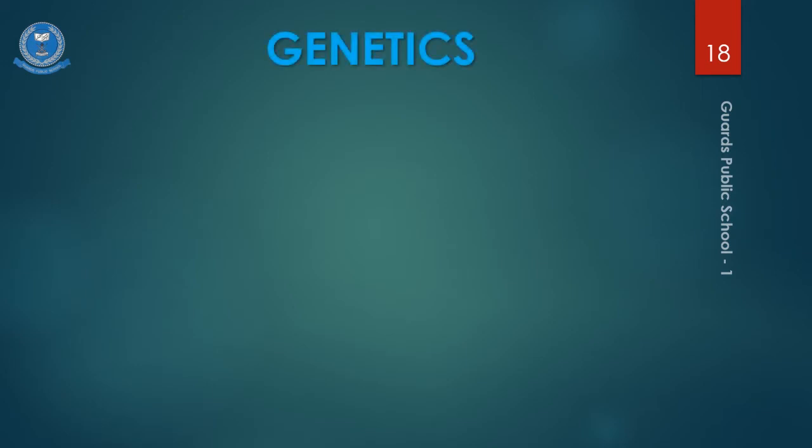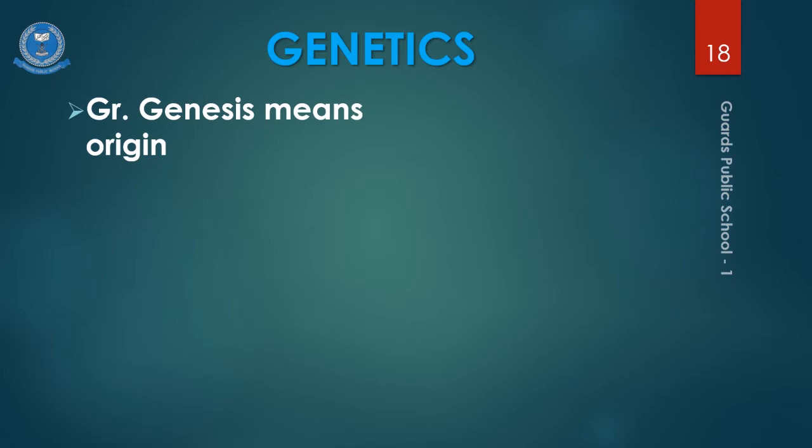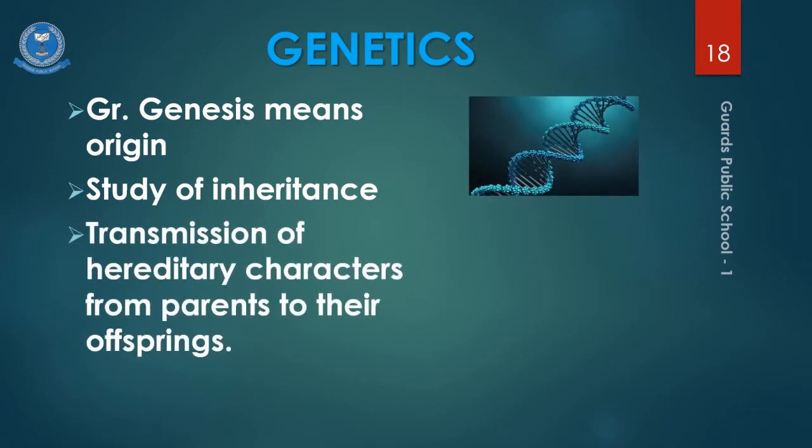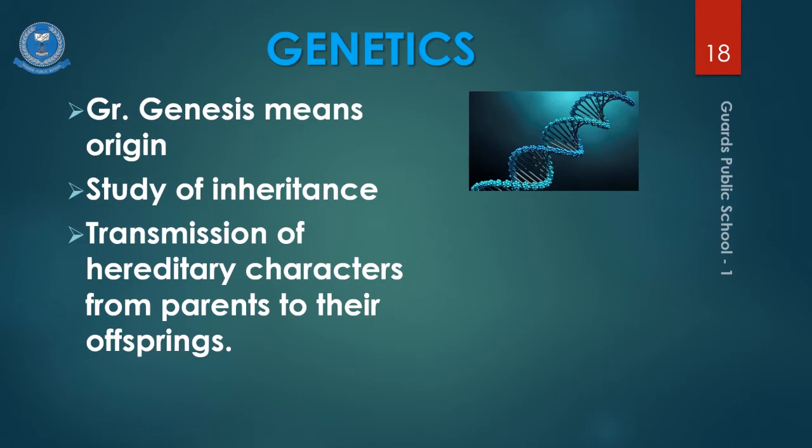Genetics. It is from the Greek word genesis, which means origin or mode of formation of something. Students, genetics is the branch of biology concerned with inheritance, including transmission of hereditary characters from parents to their offspring. Living things inherit from their parents many of their physical characteristics, and the genes of the parents determine these characteristics. The study of these genes is called genetics.